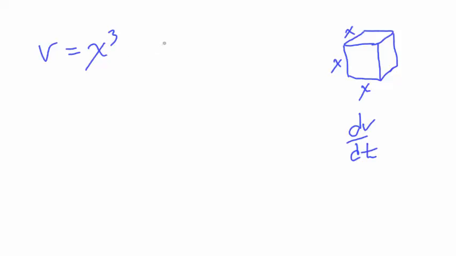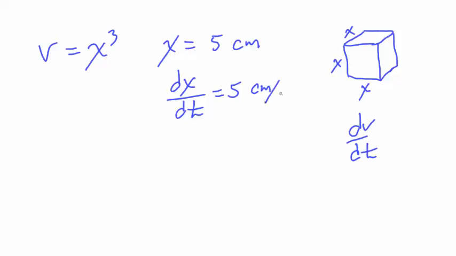Okay, things that they gave us. They gave us x was equal to 5 centimeters and dx over dt. So all sides are growing, since this is a positive number, at 5 centimeters per second. So the cube is getting larger with respect to time.